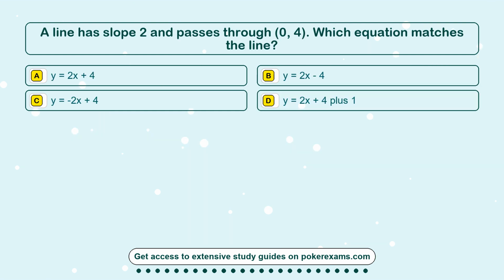Question 14. A line has slope 2 and passes through 0, 4. Which equation matches the line? Option A y equals 2x plus 4. Option B y equals 2x minus 4. Option C y equals minus 2x plus 4. Option D y equals 2x plus 4 plus 1.